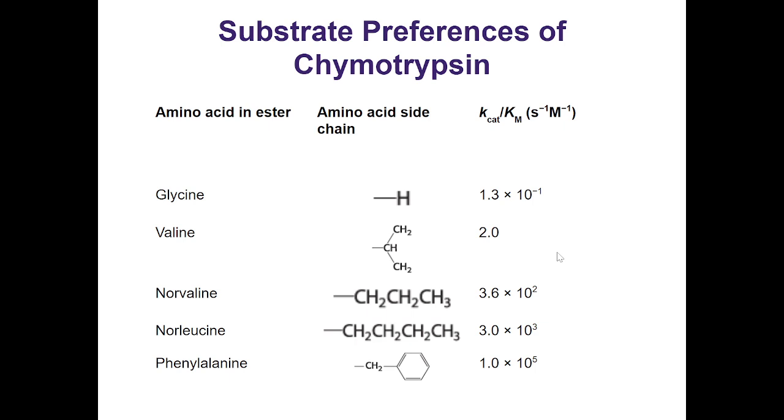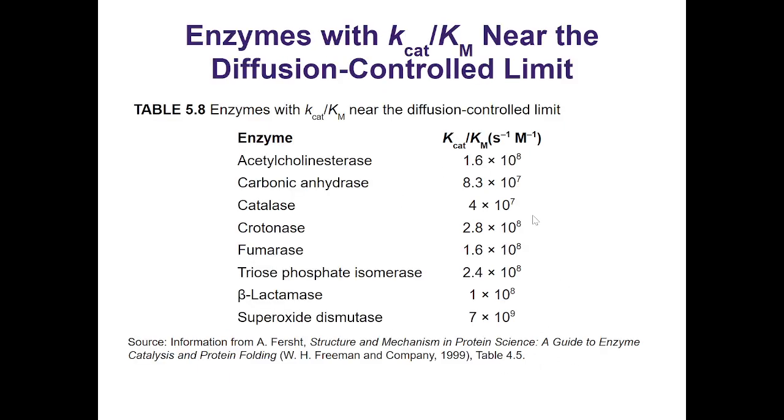This right here is the amino acid in an ester. This is the amino acid side chains in these. This would then be the Kcat divided by Km. That would be your units, by the way, in case you're curious. And what we can see is that these amino acids in the esters have different Kcat, Km values right there. And again, the enzymes with the Kcat over Km near the diffusion controlled limit are these ones right here. This is how fast these can happen according to diffusion. Okay?